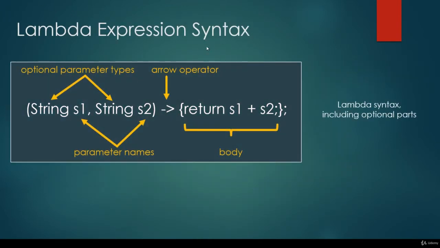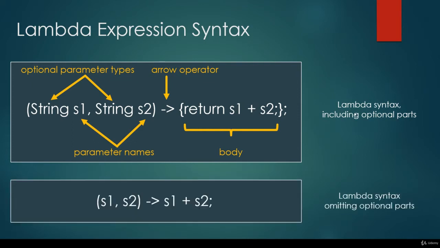Let's take a look at the syntax. We have optional parameter types. In this case, we have String s1 and String s2. s1 and s2 are the parameter names. We have the arrow operator, and we have the body itself. In this case, we return s1 plus s2. This is the syntax including optional parts. Optional parts are the curly braces, for example. So after omitting optional parts, we end up with something like this: s1, s2, arrow operator, s1 plus s2. In the next lecture, we are going to talk a lot about Lambda expressions, so it's going to be clear.